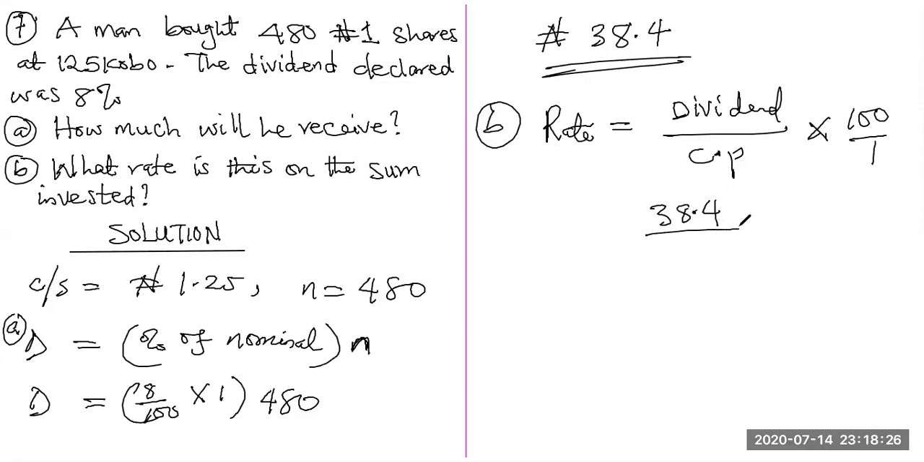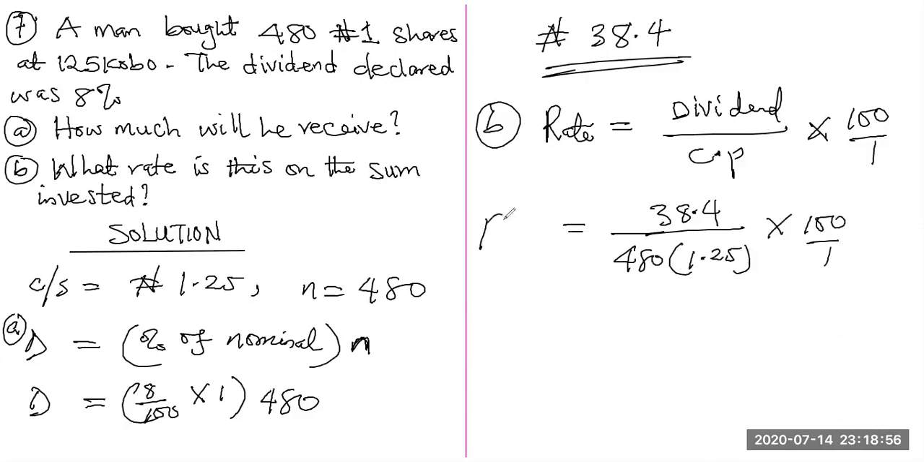Divided by the cost price. Look at the cost price per share, 1.25. How many did they buy? The number is 480. So remember to put your listing, don't just put the cost. That's why I am giving the cost price per share, to remind me when I want to substitute so I don't make a mistake. Alright, so I'm going to have it as 480 times 1.25, multiplied by 100 over 1.